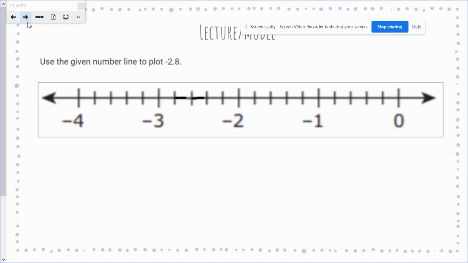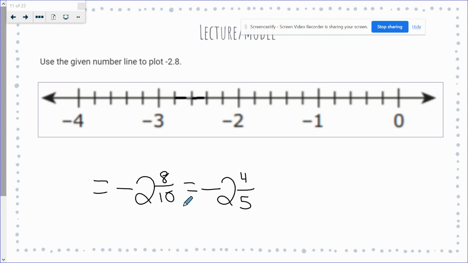All right, let's keep going. Use the number line to plot -2.8. So I know that -2.8 is the same as -2 and 8/10, if I read that out, which is the same as -2 and 4/5 if I simplify. So write it out using place value, -2 and 8/10. If I simplify that 8/10 by dividing both of those by 2, I get -2 and 4/5.